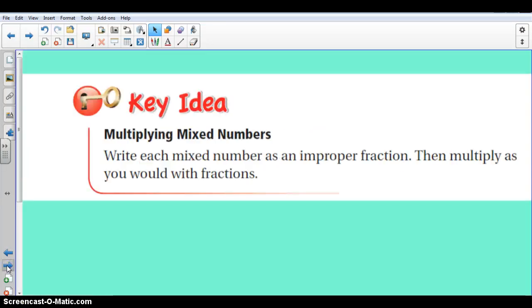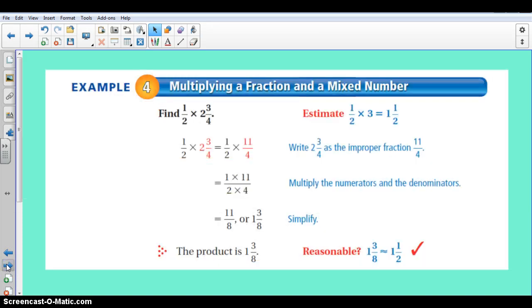In example 4, we're going to start looking at what they talked about in the video about writing each mixed number as an improper fraction. Then you can multiply the fractions. Again, the most important part is that you have to change them into actual fractions. You cannot work with an improper fraction. I'm going to pause the video now. You need to move on to part 2 of this video.